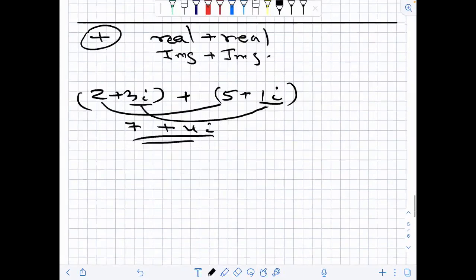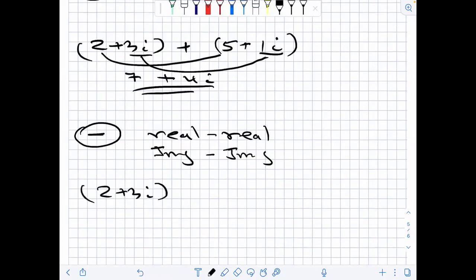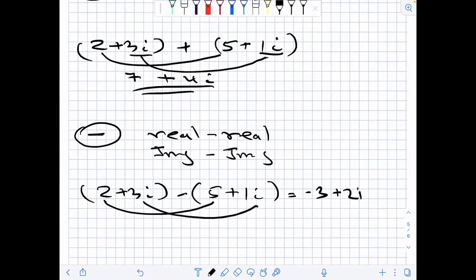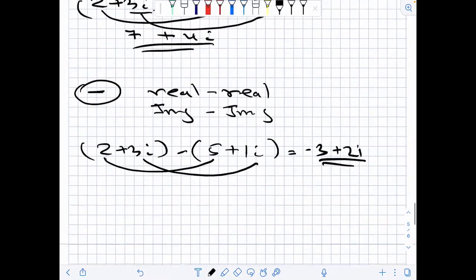Okay, what else can we do? We can take or subtract, and we do it in the same way. Real minus real, imaginary minus imaginary. Okay, so let's look at an example. 2 plus 3i minus 5 plus 1i. 2 take 5 is minus 3. 3i take 1i is 2i. So that's our answer.